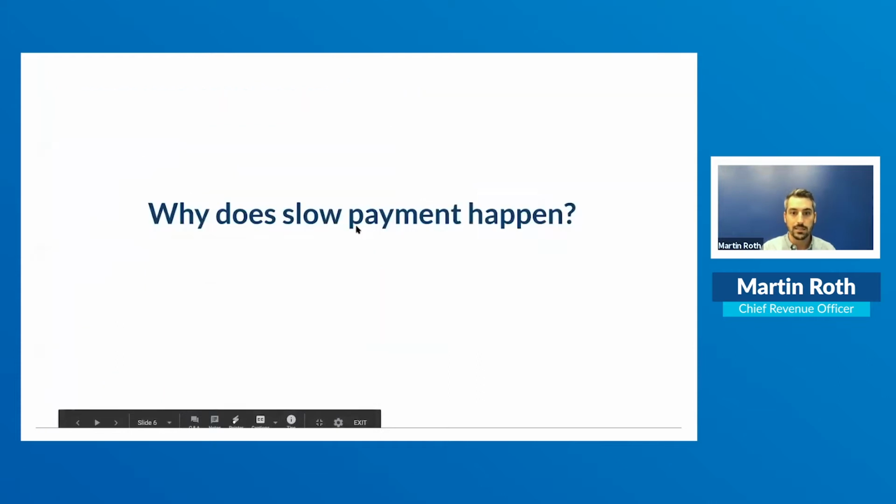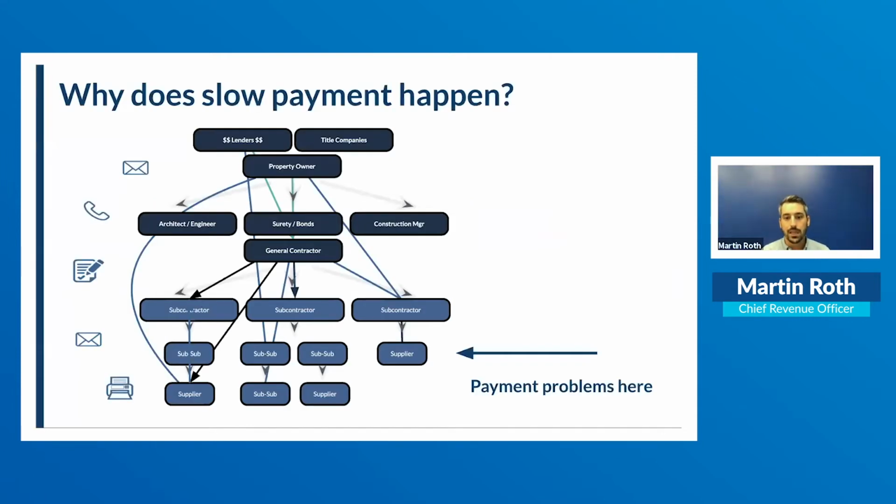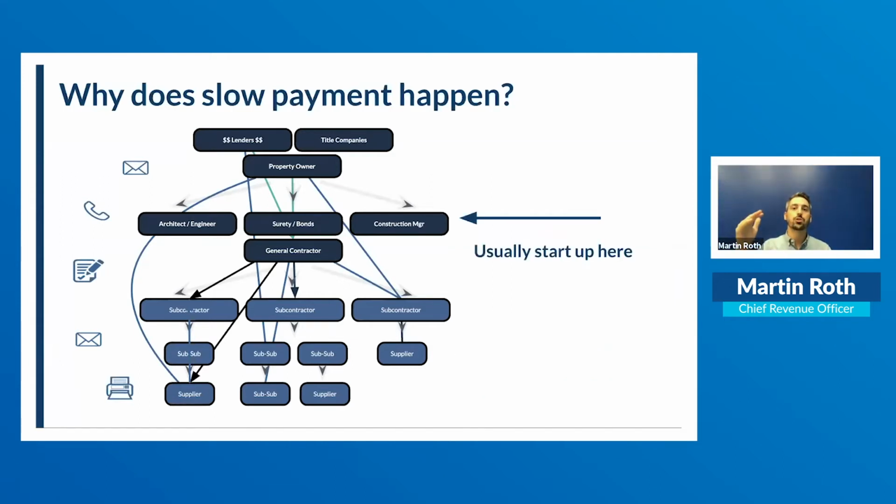And that's why it's important to understand the challenge that each project presents because of how unique each project is. So if each project is a fingerprint, why does slow payment happen? Usually, if you're on the bottom of the project, as in you're a distributor or a supplier or a subcontractor, payment problems at the bottom of the project usually start at the top of the project.